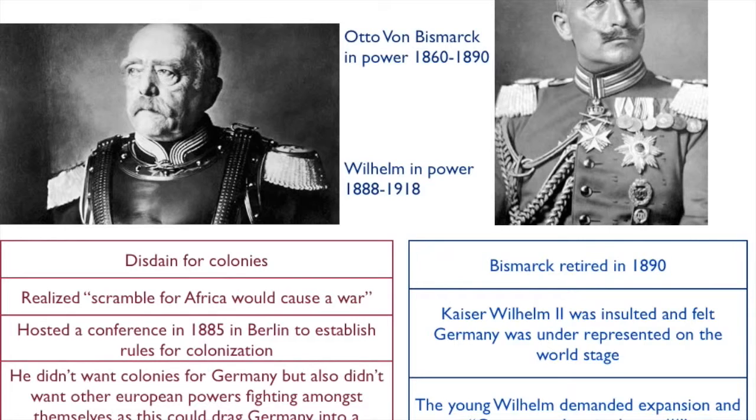Bismarck, when he retires in 1819, replaced by Wilhelm, and Wilhelm was insulted, and he felt that Germany was underrepresented on the world stage. The young Wilhelm demanded expansion and Germany's place in the sun. This is causing tension. So he wants bits of Africa, and who's he going to take it from? Britain, France, those countries.